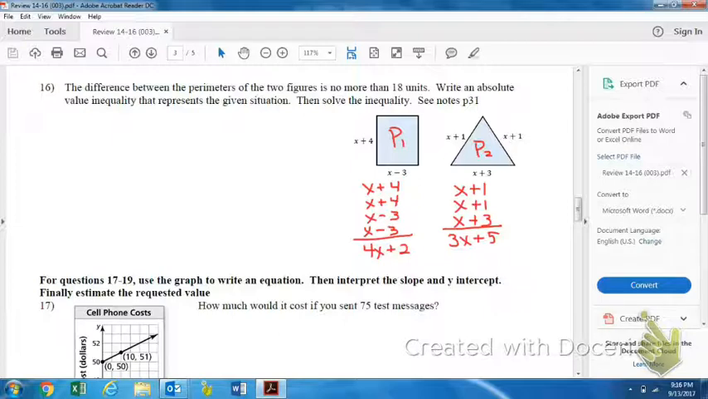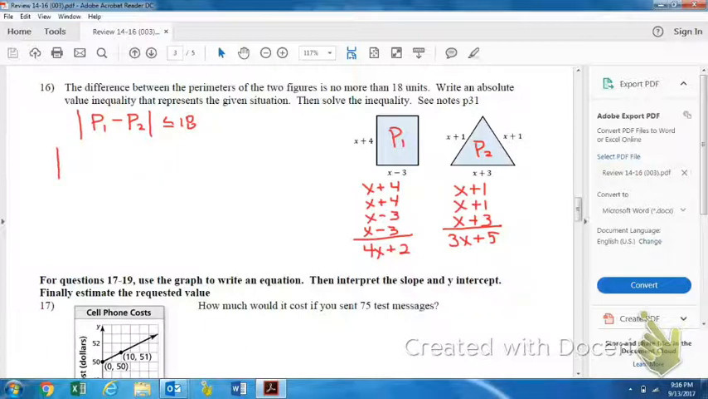So now let's come over and solve it. We know we're looking for the difference of the perimeters. So that's perimeter 1 minus perimeter 2. And it says that it is no more than 18 units. So that's going to be less than or equal to 18. So we're going to put this in the absolute value.